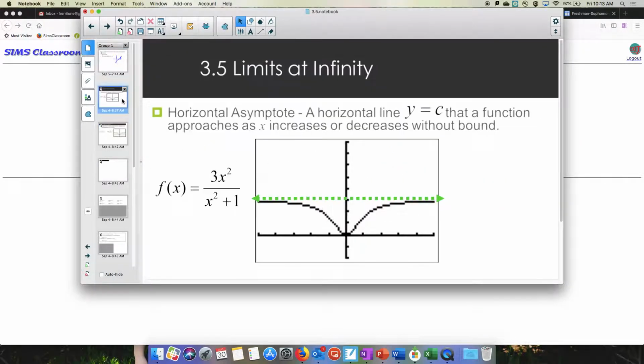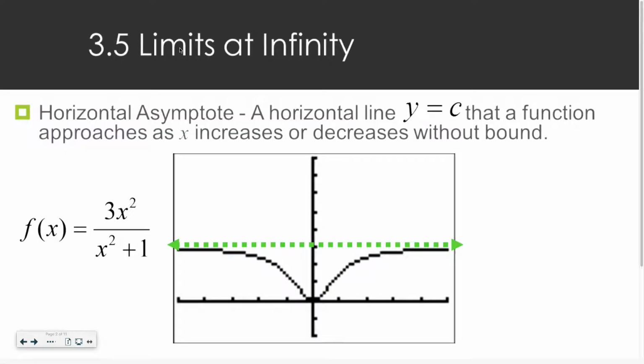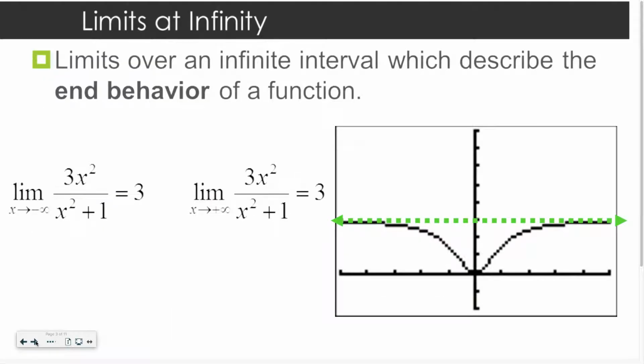So what we are going to talk about today, and don't write this down, is limits at infinity. Yesterday we talked about limits, and we described them as infinity or negative infinity. Today we're going to talk about limits towards infinity. The limit as x approaches negative infinity. The limit as x approaches positive infinity. So when I'm asking for an infinite limit, I'm really asking what is the end behavior of the graph.